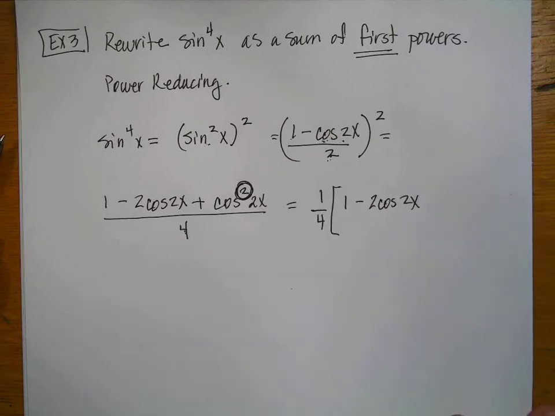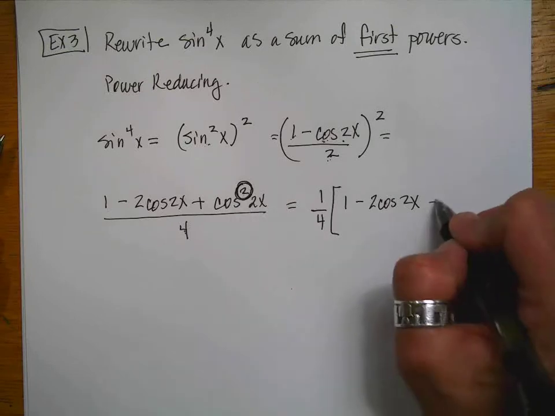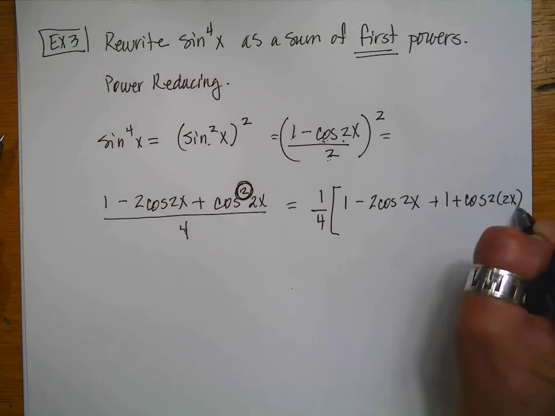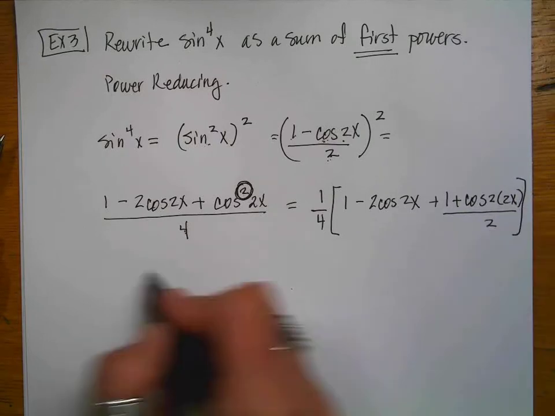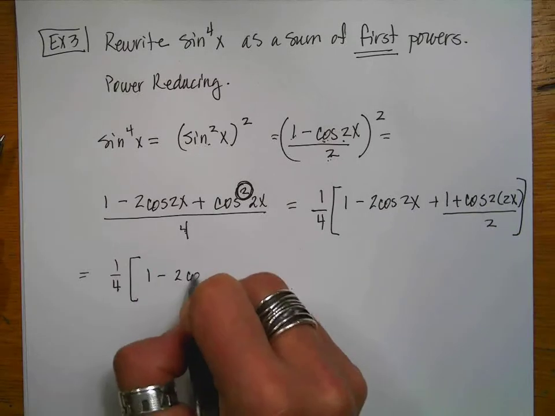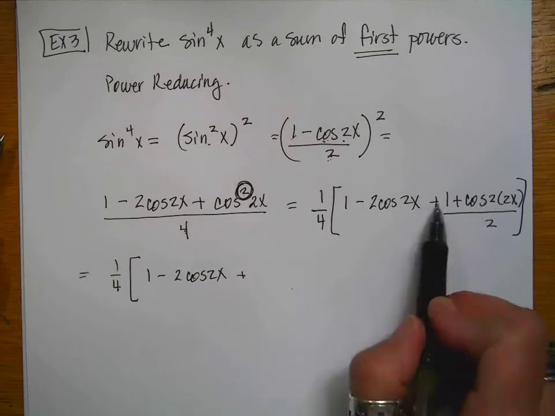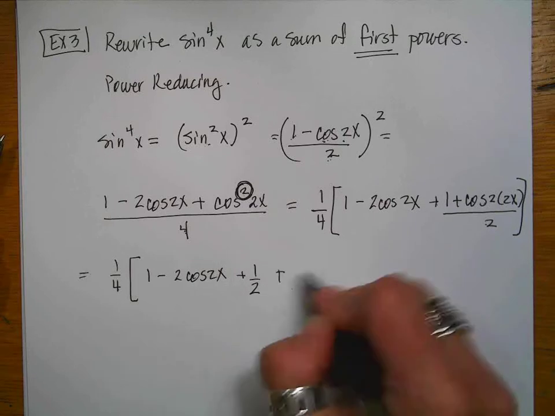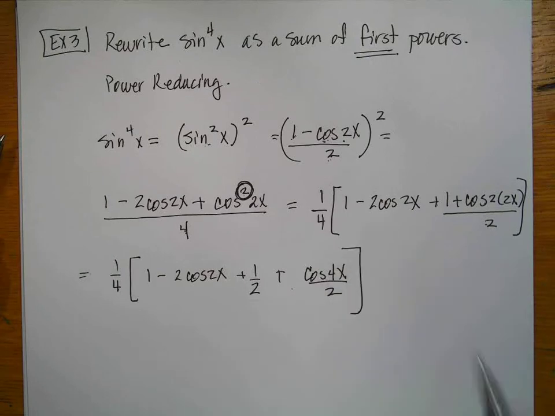Now I have to manage the cosine of a power, right? So I have cosine squared. Well, cosine squared is going to be 1 plus the cosine of 2 times the angle that was there, and then over 2. Okay, so I'm going to simplify this a little bit. So here's the 1/4, and I'm going to write 1 minus 2 cosine 2x. This is going to be plus, I'm going to split it up into 1/2, and then plus the cosine of 4x over 2.